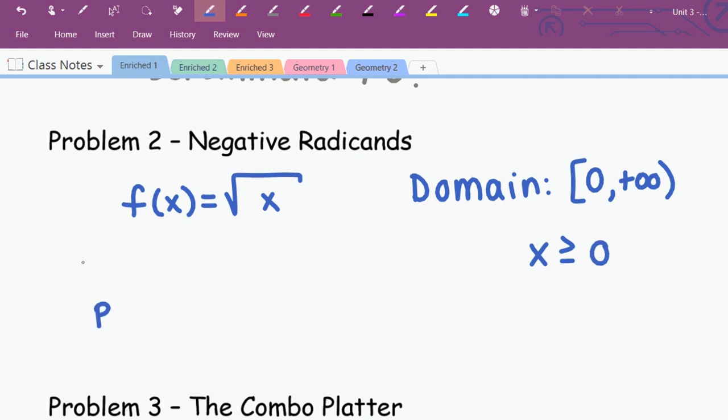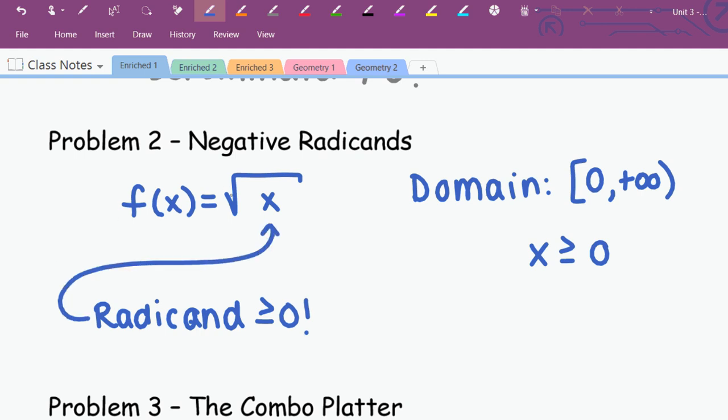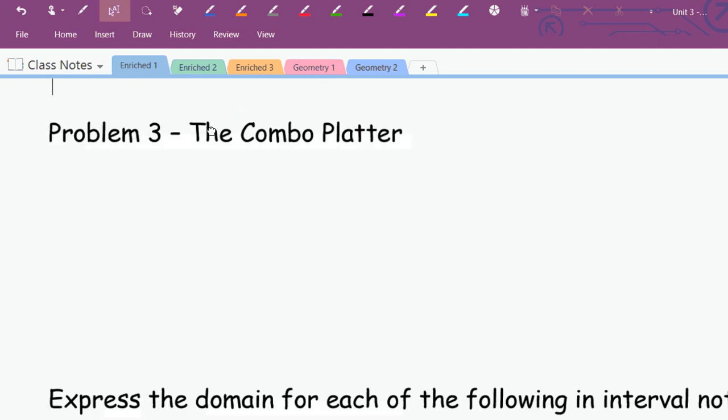And in general, what you need to have is your radicand needs to be greater than or equal to 0. Radicand is the expression under the radical, not the radical entirely. The radicand is the expression under the radical. So I take the radicand and make sure that it is greater than or equal to 0. The last one we're going to have to deal with is, what do you do with both?